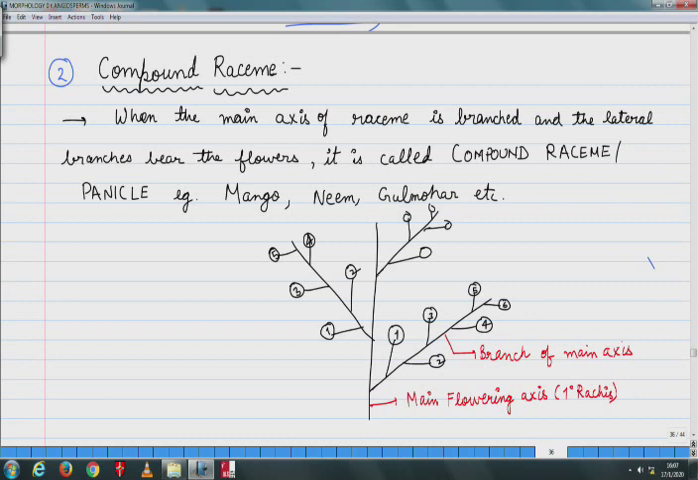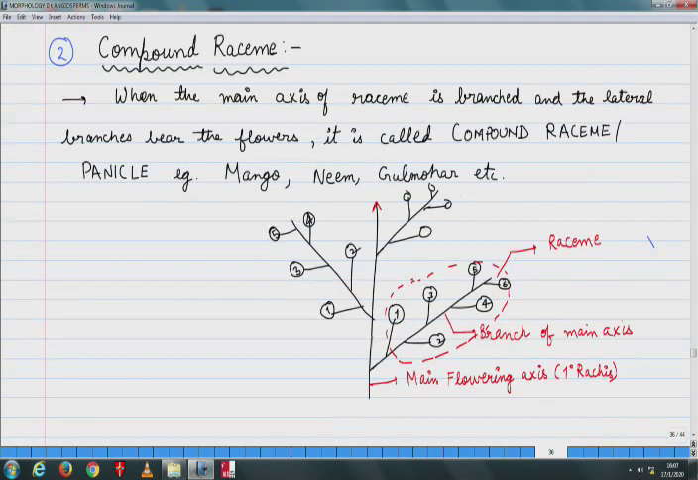So there are multiple branches here, and on each branch there is a small raceme. That is why we call it compound. Compound means more than one. Multiple racemes are formed in acropetal succession. The floral axis is growing up like this, and this is how these flowers are present.